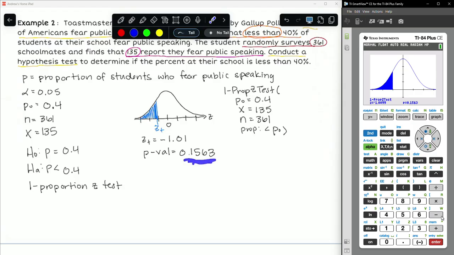And that is much bigger than my assumed alpha of 5%. So in this case, my p-value is greater than my alpha. And in that case, we fail to reject the null.